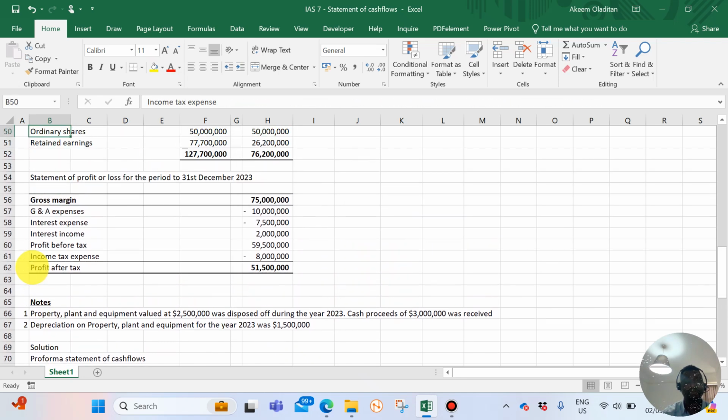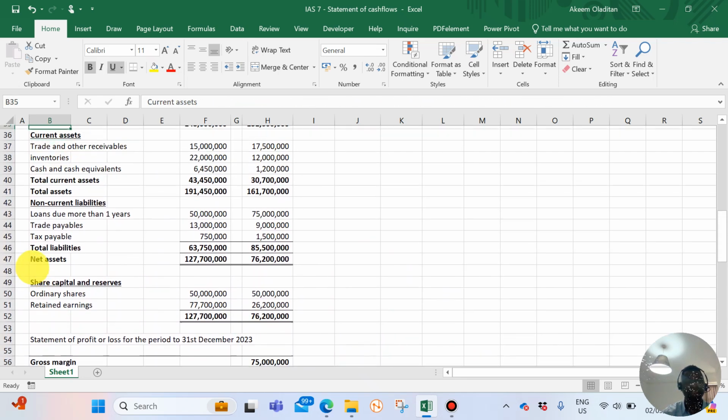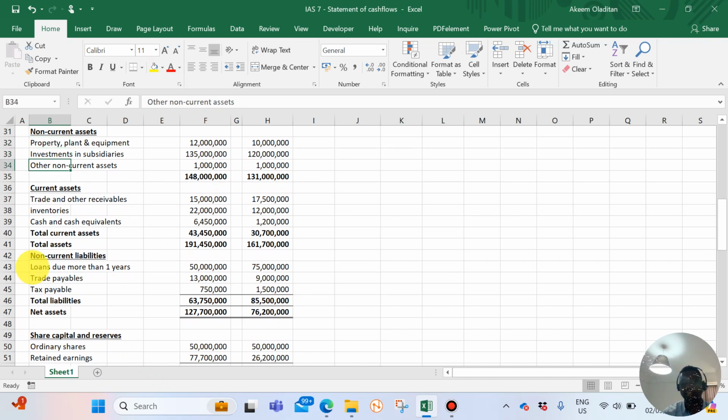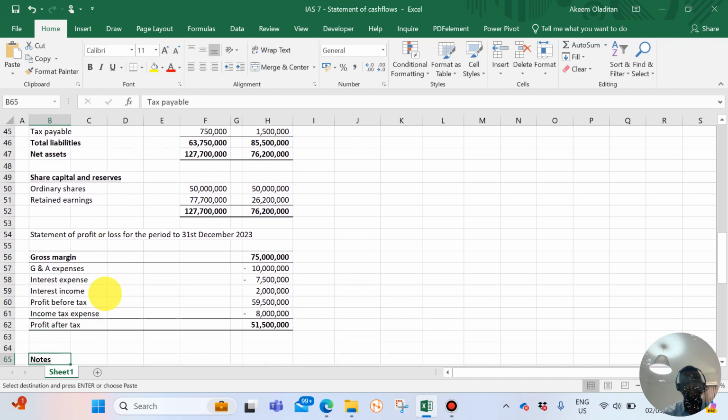So what other aspect of the balance sheet have I not covered? These aspects are not under operating activity, so I'll still touch base on them. But I won't touch cash because cash is what we are trying to arrive at. I'll go down. I have loans. I won't touch the loan because this is a long-term loan. Trade payable, though the statement says non-current, it's better to state trade payable as part of working capital. So it's part of the movement in working capital.